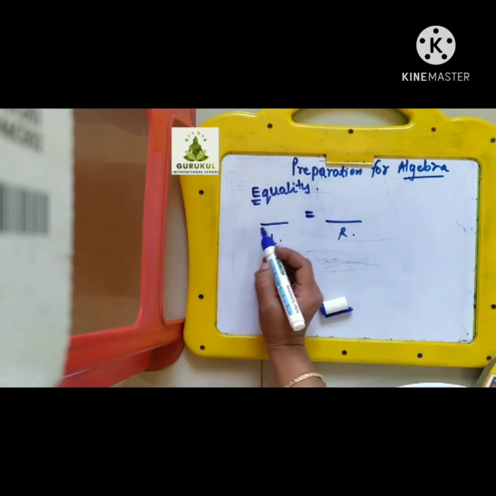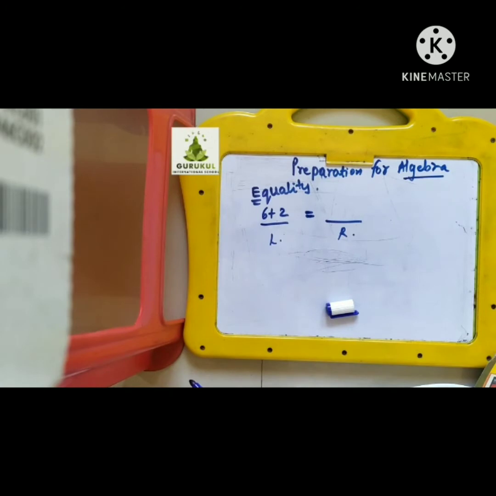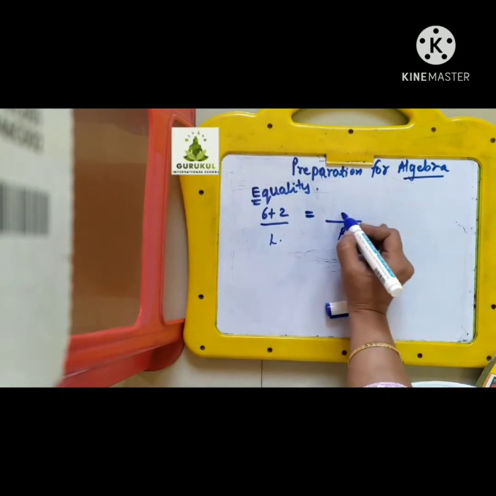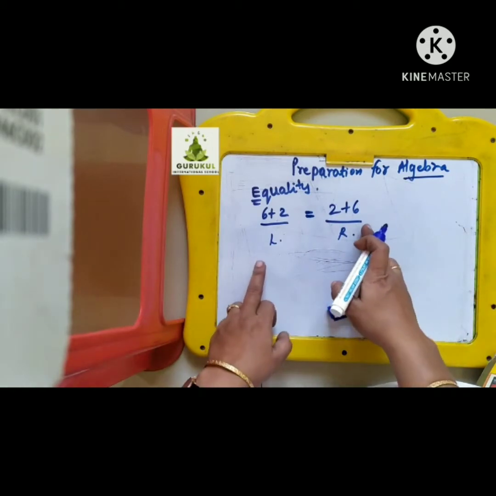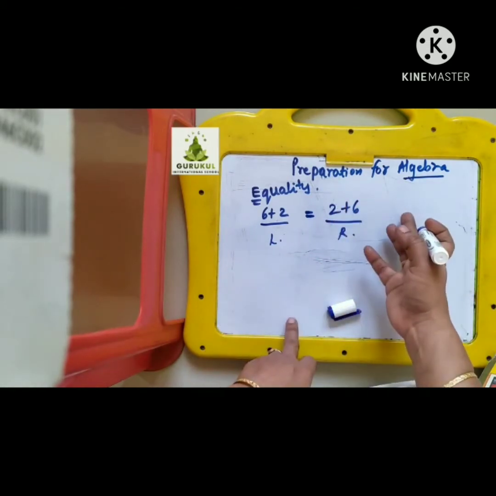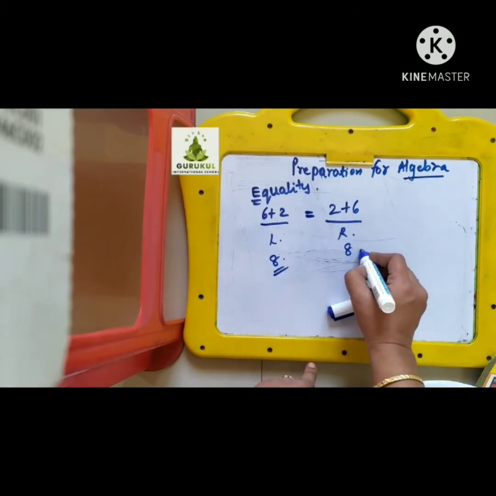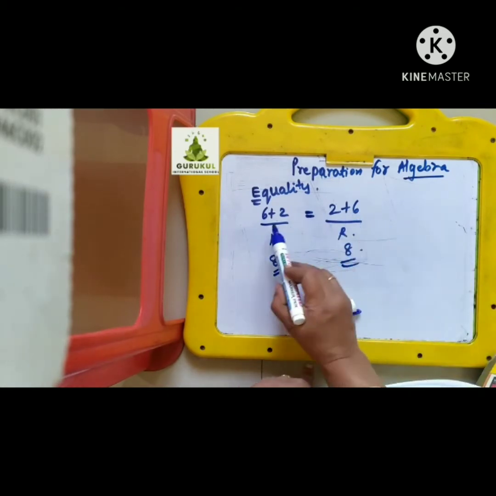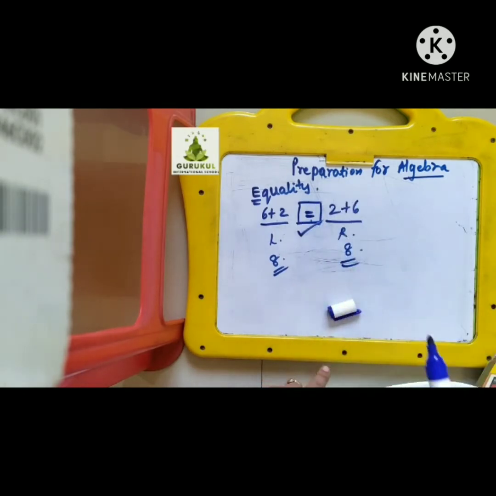For example, I can say over here 6 plus 2. What is 6 plus 2? It is 8. I can write here 2 plus 6. The numbers are the same, but they are written in a different way. 6 plus 2 answer is 8 and 2 plus 6 answer is also 8. So both the left and right sides are equal. That is why you say it has to be an equality.